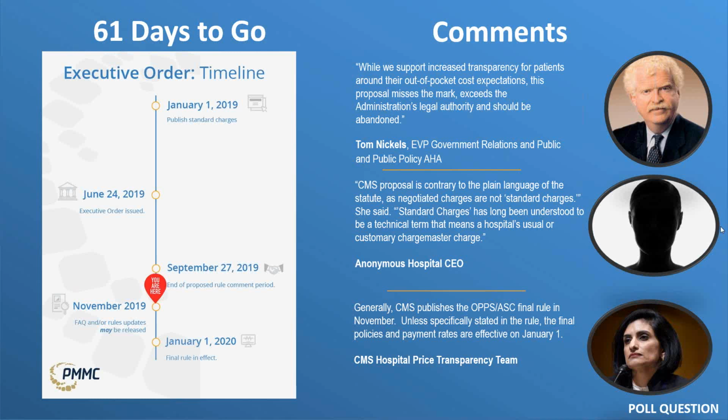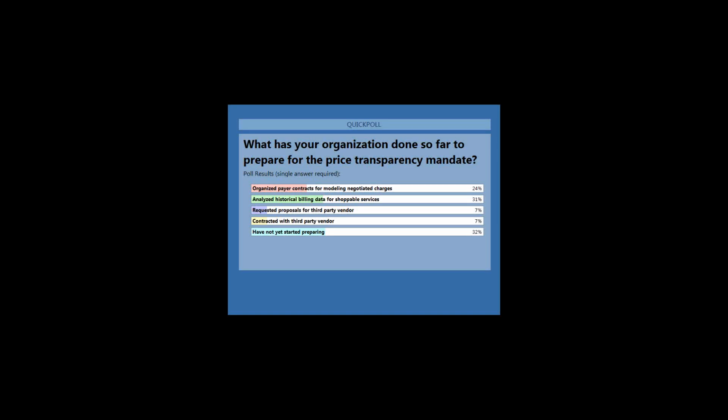So Brad, what are the results with today's poll question? Yeah, we'll go ahead and share those results. So according to today's audience, about 32% have still not yet started preparing. That's definitely an improvement from our previous sessions. Another 31% have started analyzing historical billing data for those shoppable services. About a quarter of you have started organizing payer contracts. And then a small portion, 7%, have requested proposals, and another 7% have contracted with a third-party vendor. So I think it is encouraging to see that people are starting to prepare, but again, a third of us still haven't yet.